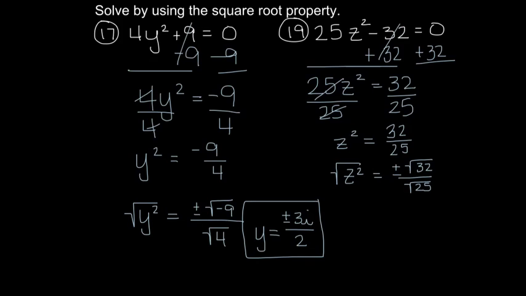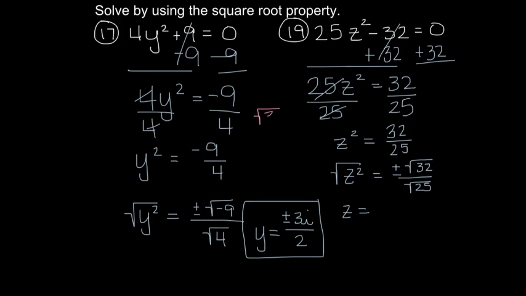Taking the square root of a fraction means taking the square root of the numerator and the square root of the denominator. On the left, my radical and my exponent cancel, and I have a z. On the right, I have plus or minus the square root of 32. Well, let me kind of work in the middle here.